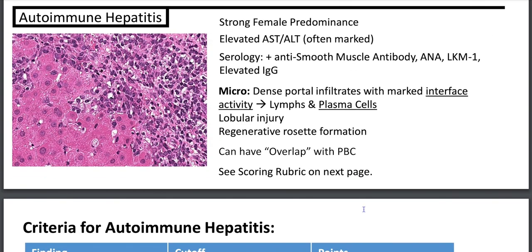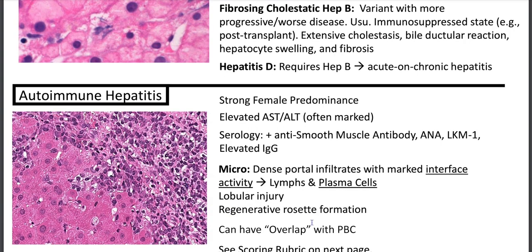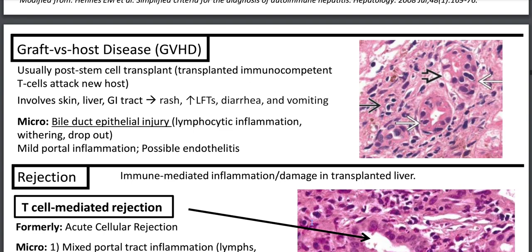Autoimmune hepatitis, strong in females, elevated AST, ALT, often marked, anti-smooth muscle antibody, along with elevated IgG. Look for your interface activity with lymphs and plasma cells, along with your regenerative rosette formation. Graft versus host disease, you'll have bile duct epithelial injury, you'll have the withering and dropout of the bile ducts, and you can have mild portal inflammation and possible endothelitis.